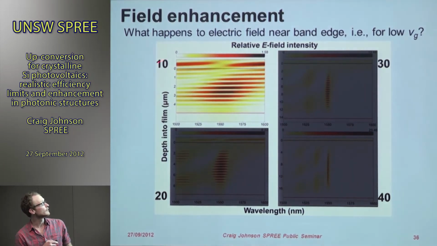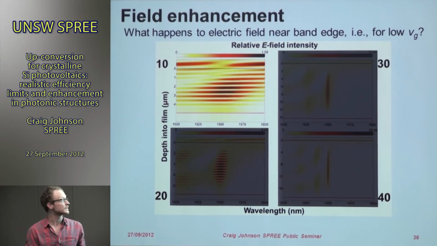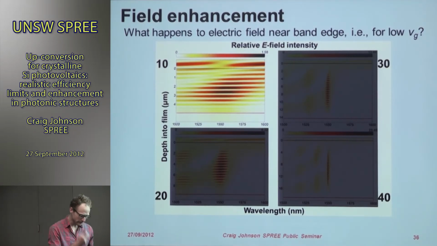So here for the n equals 10 case, which we saw previously, we're looking at the range between 1500 and 1600 nanometers. And you can see that throughout the structure, there's some concentration of electric field around the band edge. But the maximum is only really 1.98, which isn't particularly interesting. That's 1.98 relative to the incident field intensity from the outside.